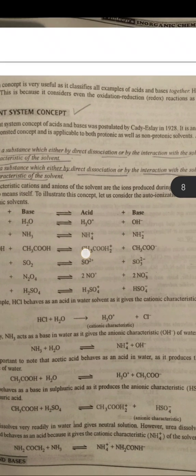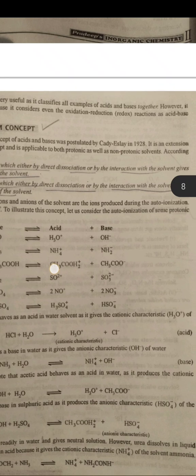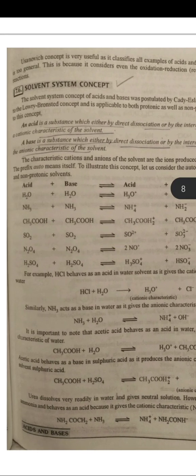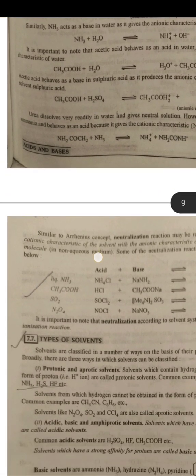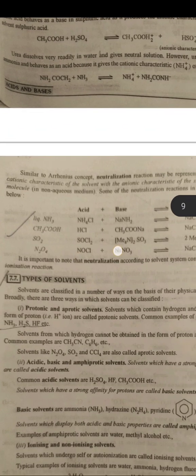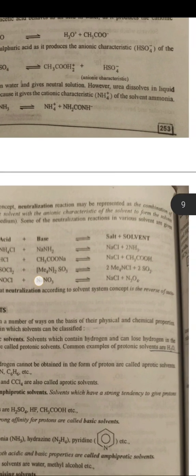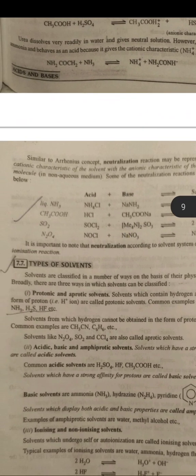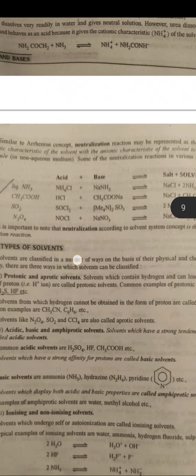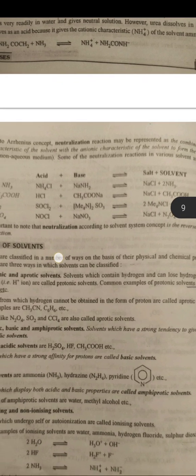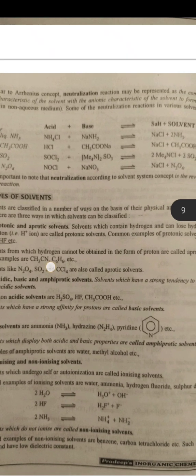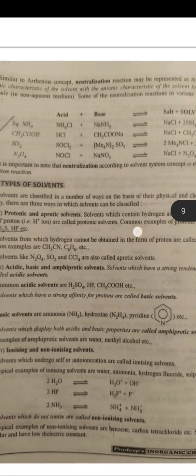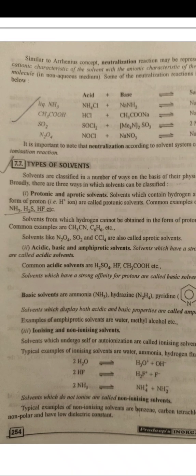To illustrate this concept, let us consider the autoionization of some protonic and non-protonic solvents. Similar to the Arrhenius concept, neutralization reaction may be represented as a combination of cationic characteristics of the solvent with the anionic characteristics of the solvent to form the solvent's molecules. It is important to note that neutralization according to solvent system concept is the reverse of autoionization reaction.